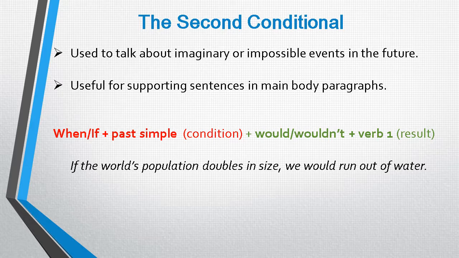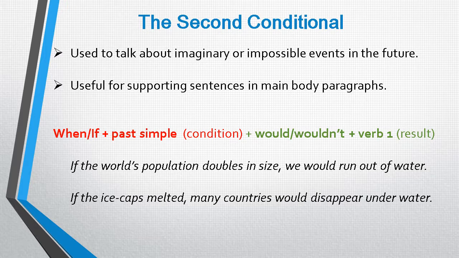If the world's population doubles in size, we would run out of water. Notice how unlikely it is for the population to double in size. It's completely imaginary. Some people would say impossible. That's what the second conditional is for, but it does make you think about these things and helps to emphasize points. If the ice caps melted, many countries would disappear underwater.